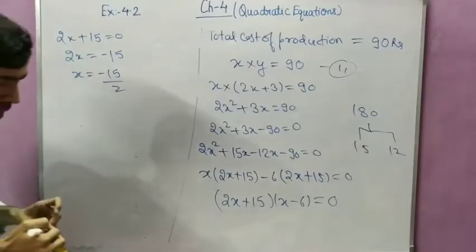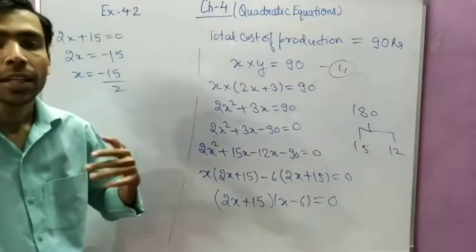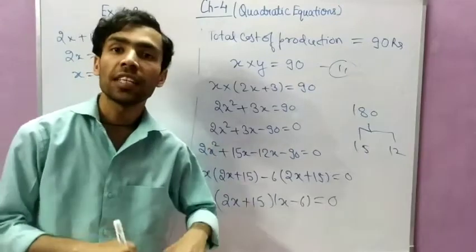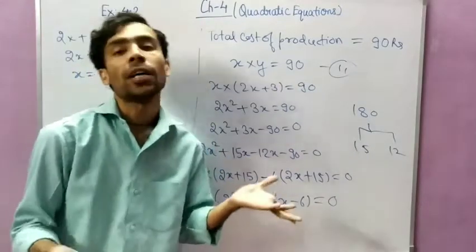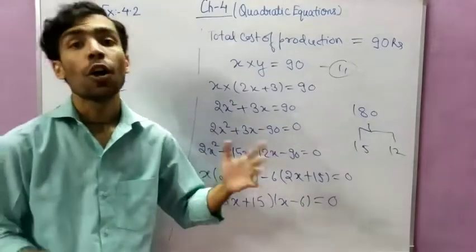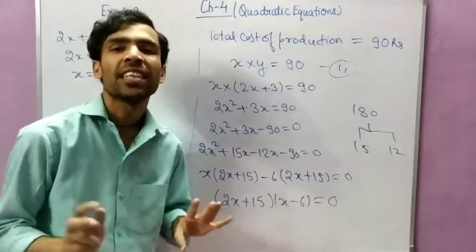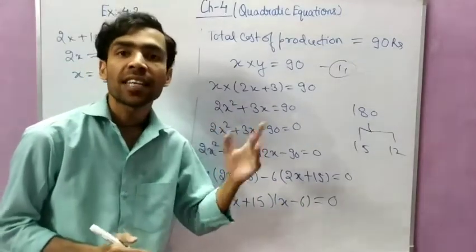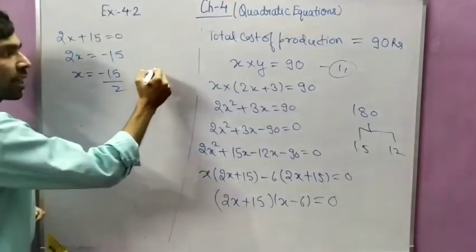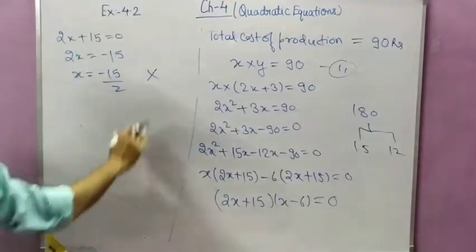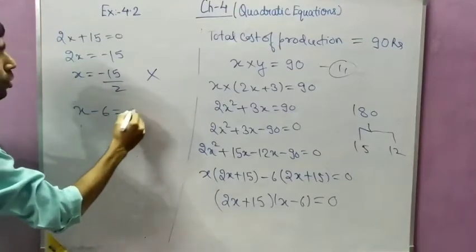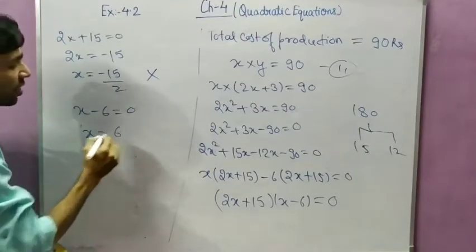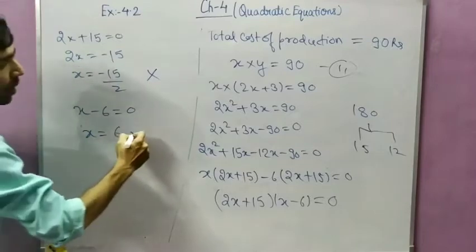Now, see student, can the number of articles produced in a day be negative? No. Either you will produce 1 or 2 or many or 0. You will not produce negative. Okay, so the number of articles cannot be negative. So this value will not be accepted. We cannot accept this. Now the second value, x minus 6 equal to 0. So x equal to 6. Yes, it can be correct.